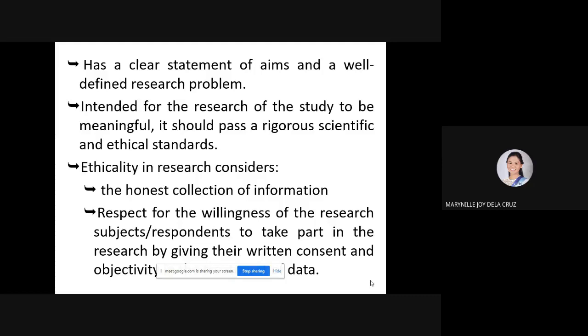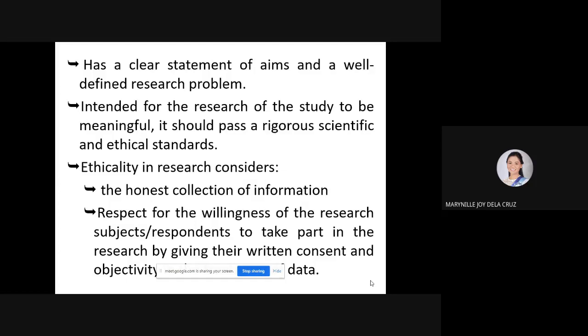Another one, being a researcher, you need to be honest in your collection of information, because you are teaching yourself. When you are talking about honest collection of information, it is your work, not the perception or the work of other people that you are able to collect. Meaning, your own effort is the most important.